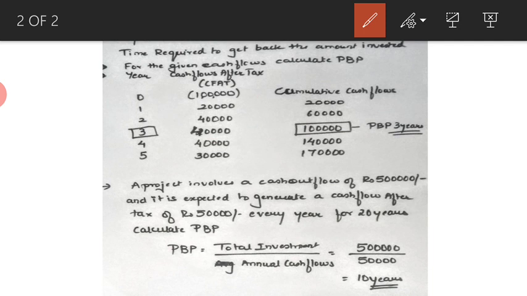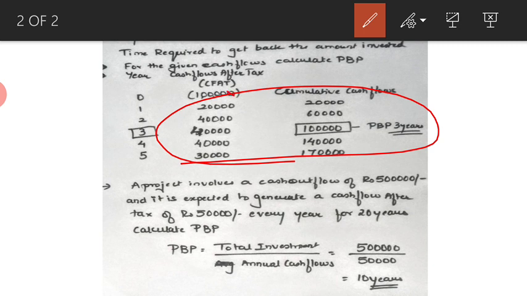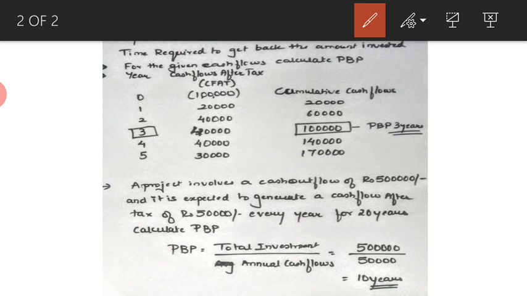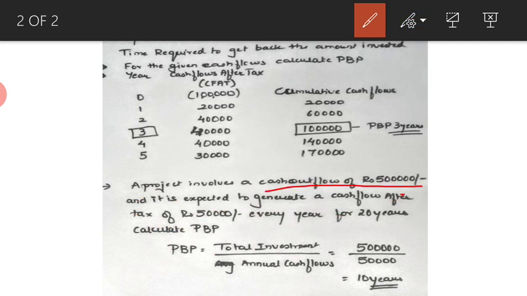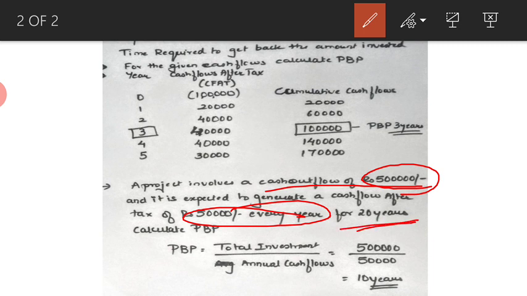I hope you're clear with the calculation of payback period when different cash flows are given, when they are not uniform. Suppose the cash flows are uniform, that is, in all the years the cash flows are the same. How do we solve it? For that, let's go to the next problem. A project involves a cash outflow of 5 lakh and it is expected to generate cash flows after tax of 50,000 every year. So the initial investment is 5 lakh and the project is going to generate 50,000 every year for 20 years. That means 50,000 is constant, or uniform, for 20 years.